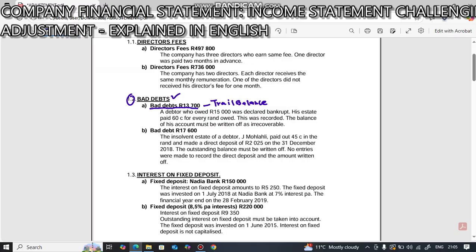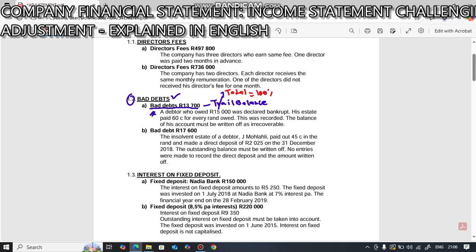Okay, let us go straight to the transaction. The transaction says a debtor who owed 15,000 was declared bankrupt, meaning this amount was the total amount that was owed by the debtor to the business. This is the total amount. If I'm saying the total amount, meaning in percentage, it's 100%. Alright, let us continue. His estate paid 60 cents for every rand owed, meaning out of the 100% that the debtor was owing, only 60% the debtor was able to pay, meaning we are going to subtract the percentage that the debtor was able to pay.